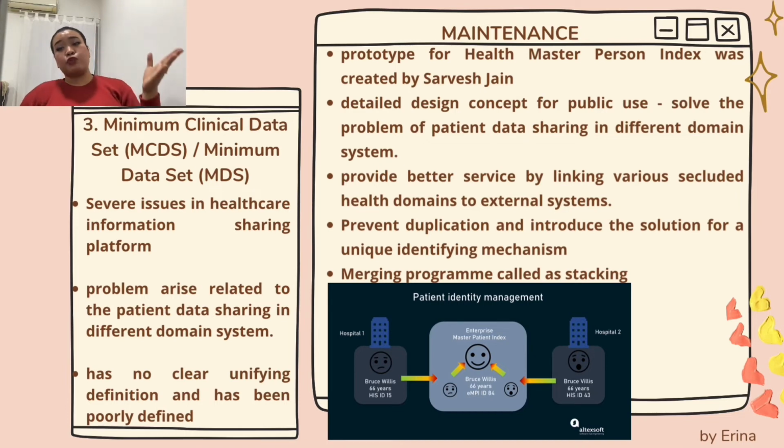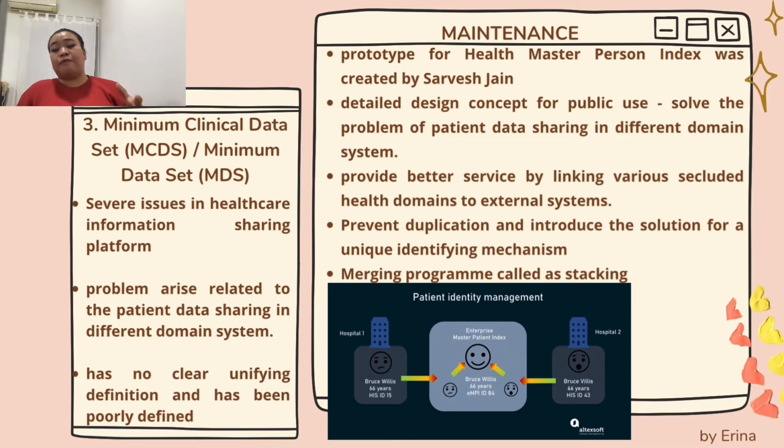There's one developer, Savage Jane, who developed a prototype for this MPI system with a detailed design concept for public use in order to solve the problem of patient data sharing in different domain systems. This actually helps provide a better service by linking various secluded health domains to external systems.